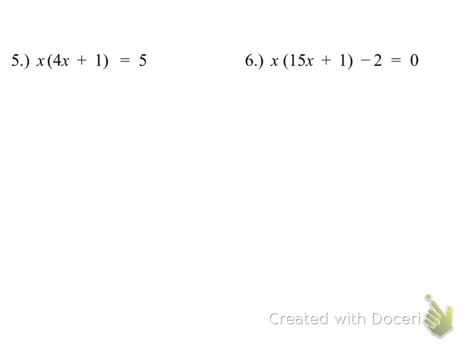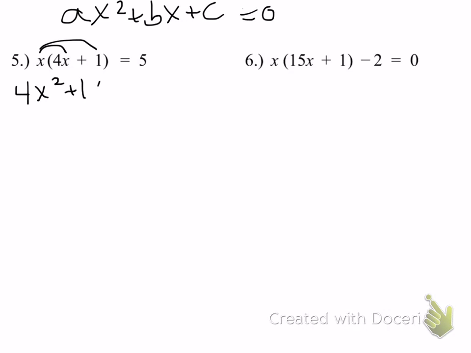Number 5. So again, we want it in ax squared plus bx plus c equals 0 or equals y, whatever. If we look at this one, it's not, but we can do some math to make it that. So we have to distribute. So we've got 4x squared plus 1x equals 5. But remember, I don't want this equal to 5, so I want to move it over by subtracting. So I've got 4x squared plus 1x minus 5.